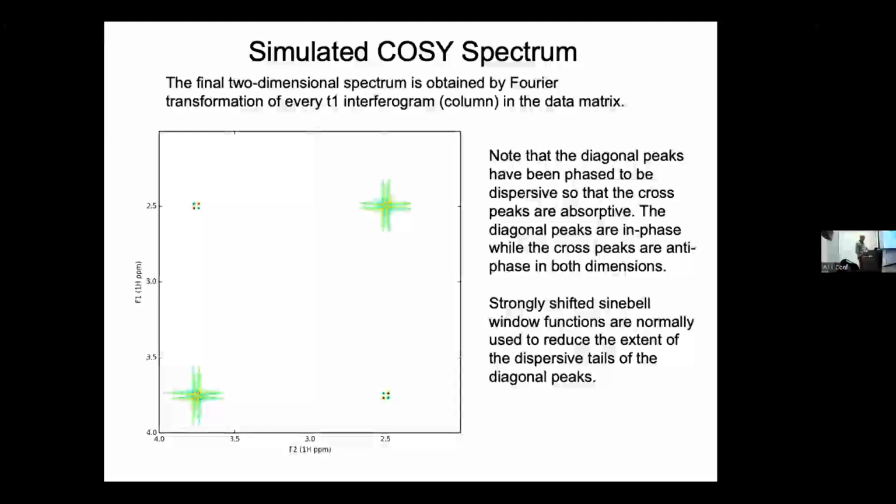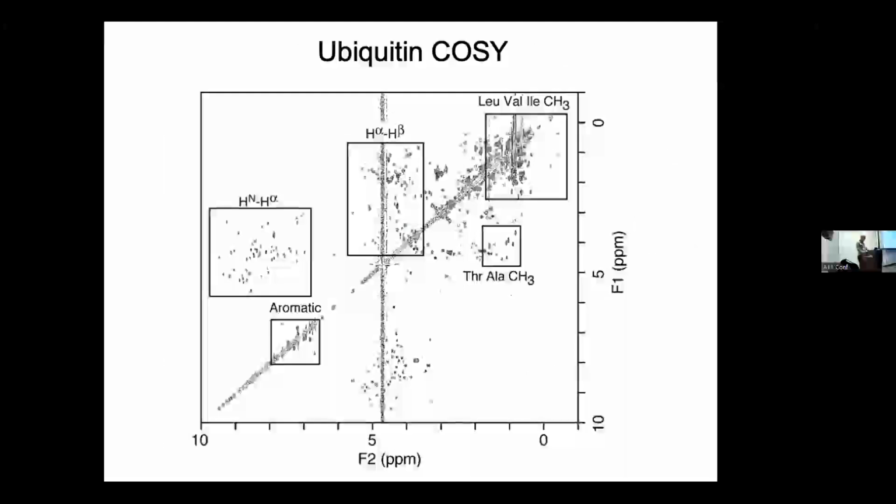That makes it hard to see cross peaks that are very close to the diagonal. And lots of graduate student lives have been spent trying to develop pulse sequences that get rid of the diagonal dispersive tails in a COSY spectrum. Here's what it looks like for ubiquitin.